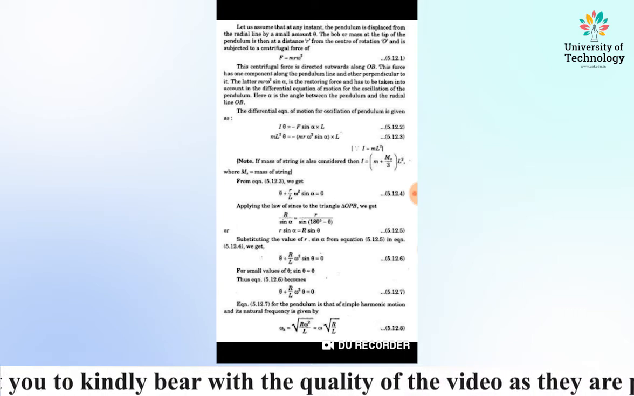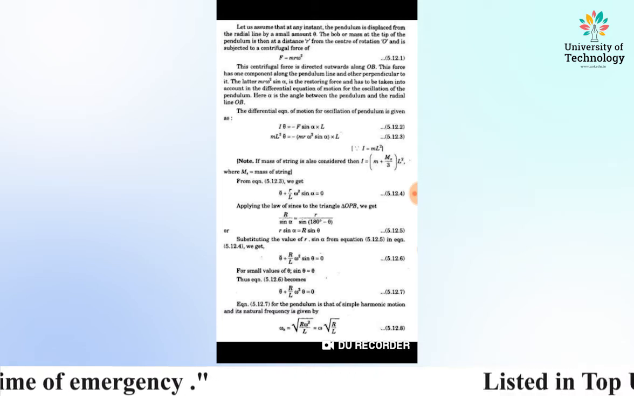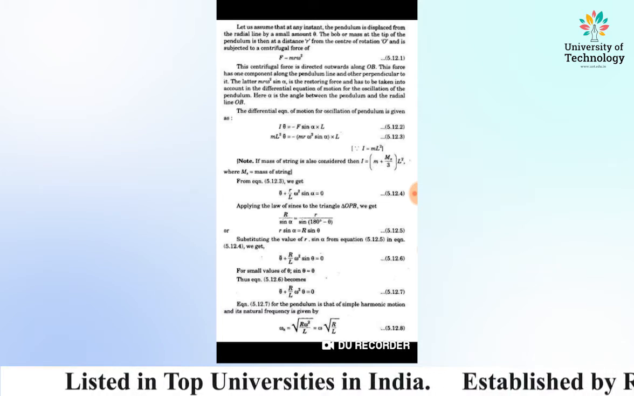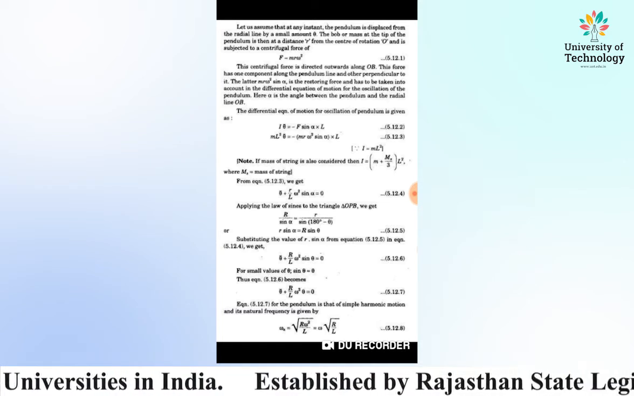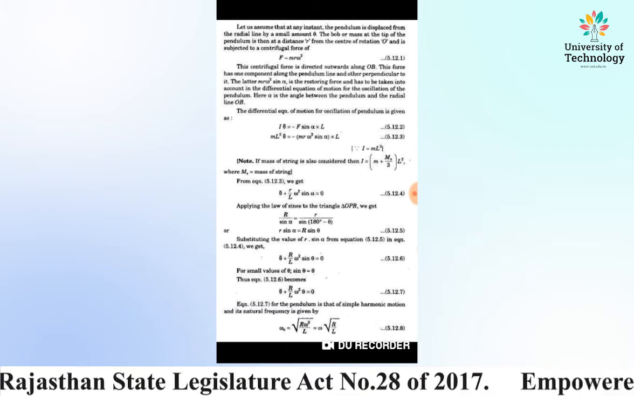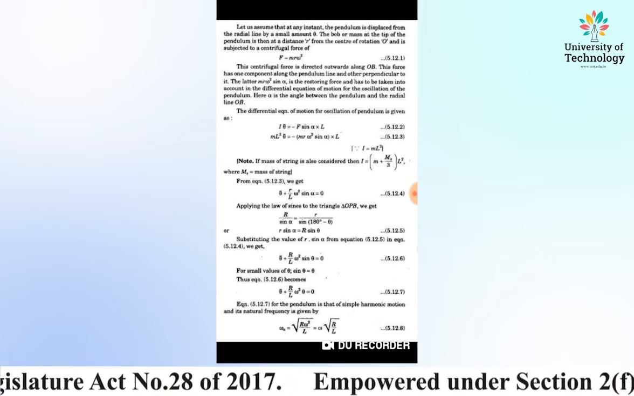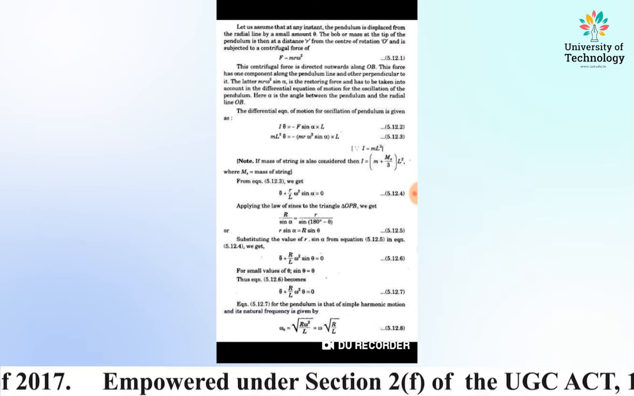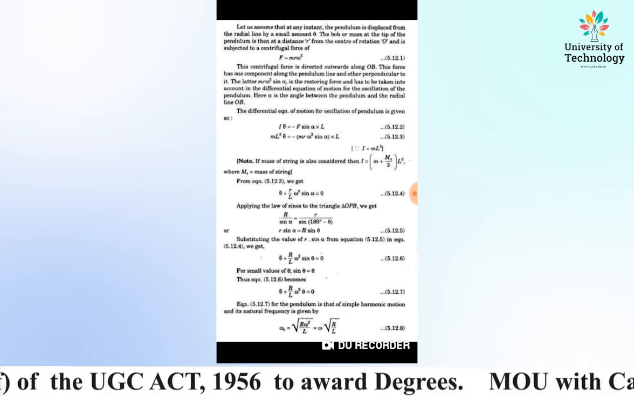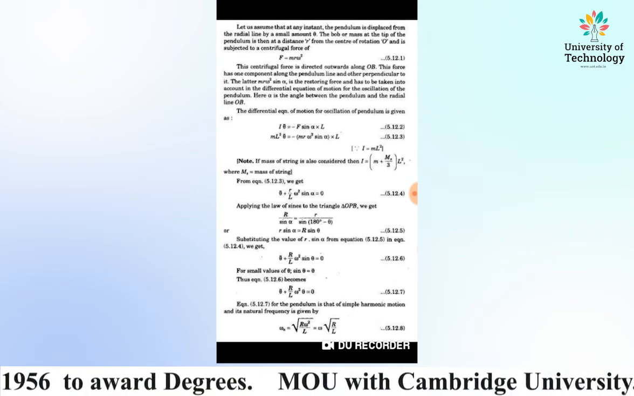If the mass of the string is also considered, then I is equal to (m plus capital M by 3) into L square, where small m is the mass of the string and capital M is the mass that we have considered. From the above equation, dividing by m L square, we get theta double dot plus small r by capital L omega square sin alpha is equal to 0.